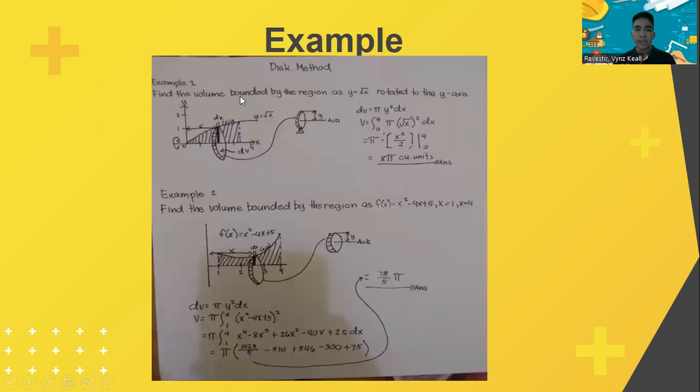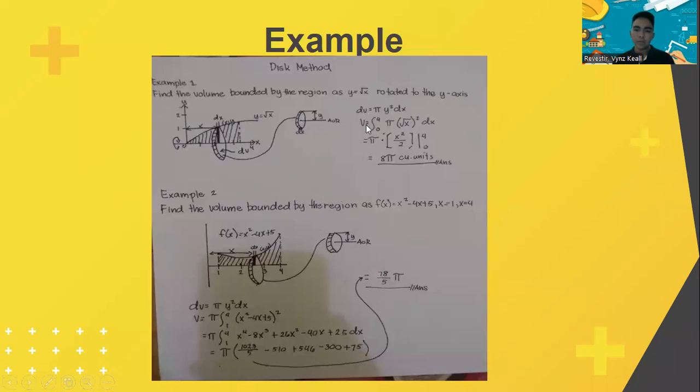Example: find the volume bounded by the region y equals square root of x rotated about the y-axis. So the graph is here. This is the area and the vertical strip, and this is the volume that we're going to solve. The distance is equal to x, the height is equal to y, the thickness is equal to dx. The axis of rotation is the y-axis. So the derivative of the volume is equal to pi y squared dx.